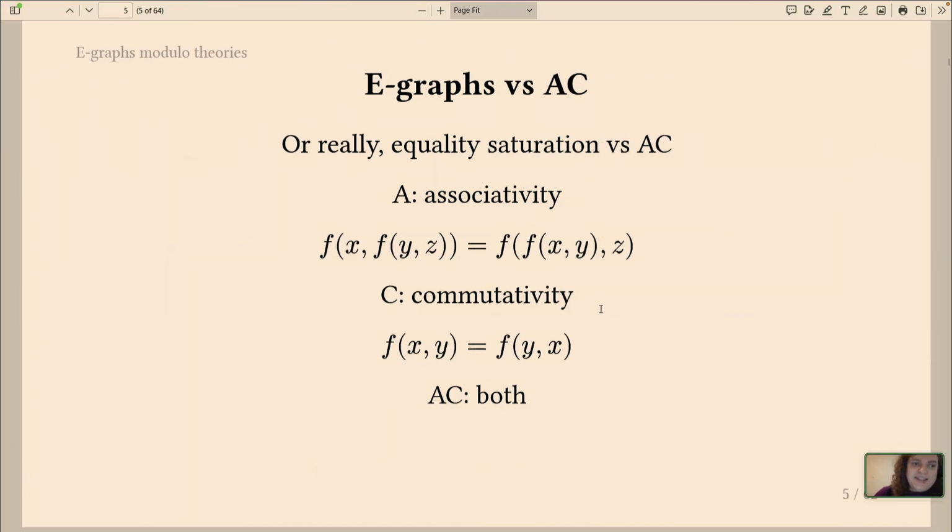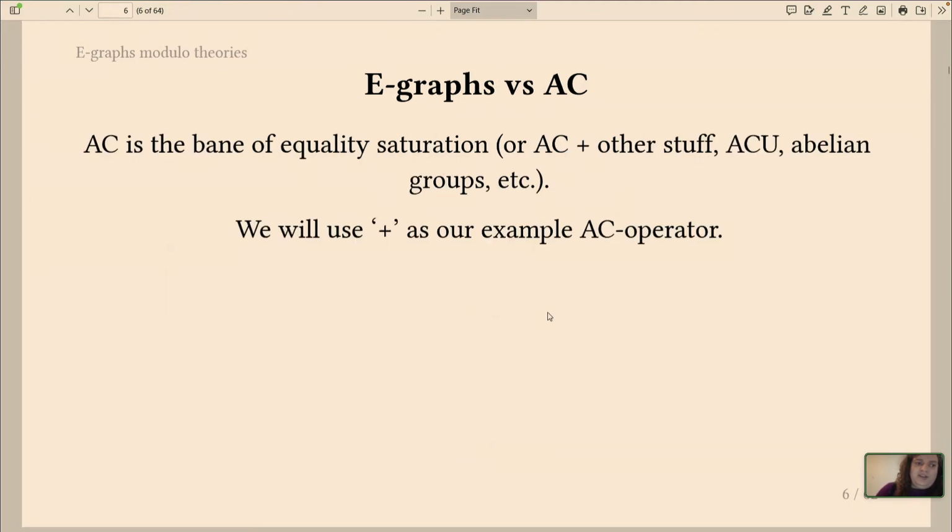AC is a particularly notorious case of blowing up the graph. In particular, commutativity is fine. But if you see an associativity, we potentially have to generate a new e-node if it doesn't exist on one side of the equation. So I'm going to focus on A and C together. I'll talk about why not just A by itself a bit later. But AC is very common and it's a problem. And often you have AC plus other stuff, like ACU or abelian groups.